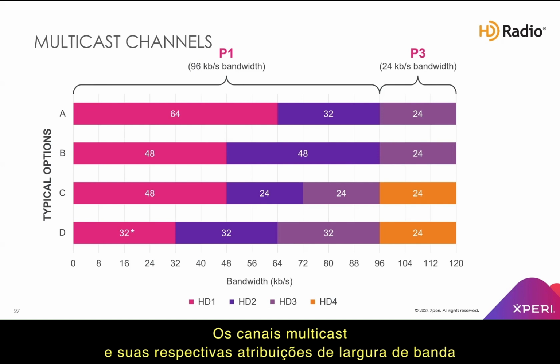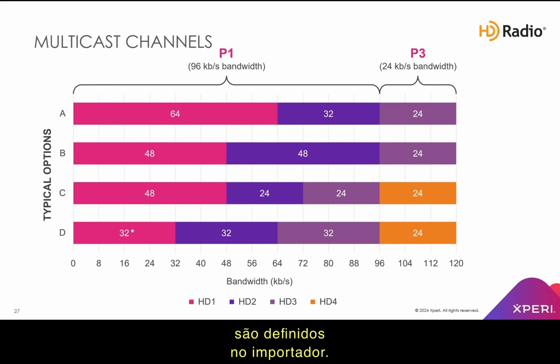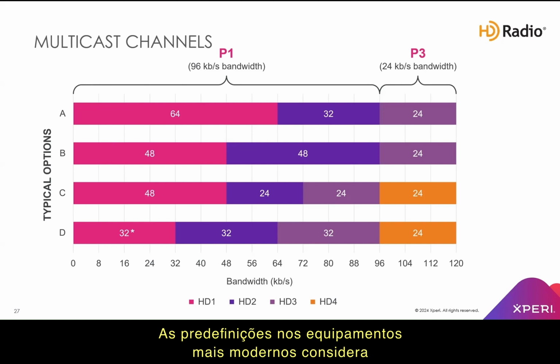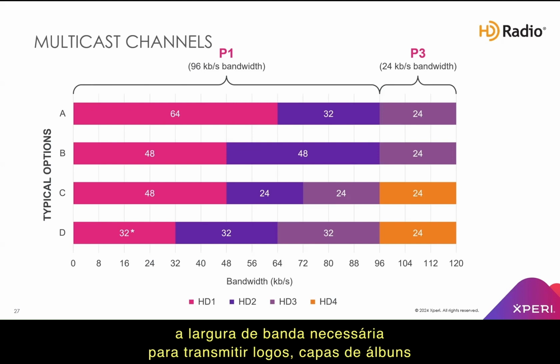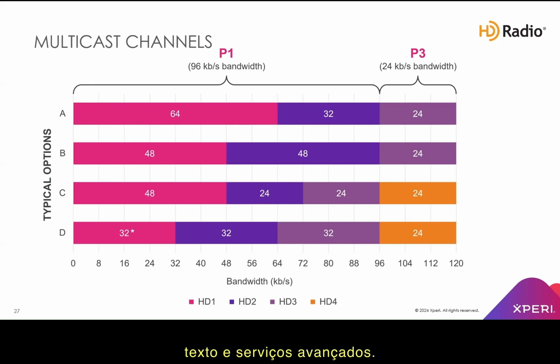Multicast channels and their respective bandwidth assignments are set in the importer equipment. The interface provides presets with the bandwidth combinations of the most common multiprogram channels. The presets in the most modern equipment take into account the bandwidth necessary to transmit logos, images of album covers, text, and advanced services.